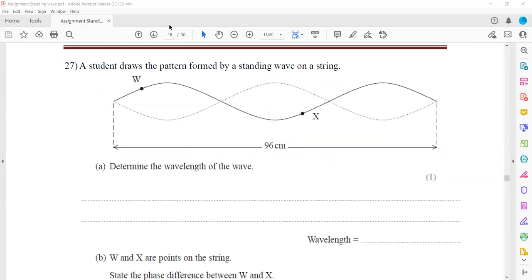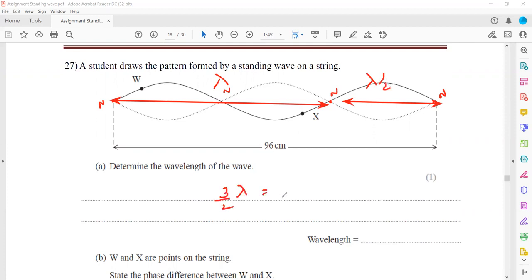So a student draws a pattern formed for a standing wave. Determine the wavelength. How can we determine the wavelength? So this is node, node, node, and node. So from 3 successive nodes, it is 1 wavelength, and 2 successive nodes, it is half wavelength. So 1 wavelength plus half wavelength, it is 1.5 wavelength, or 3 by 2 wavelengths is equal to 96 centimeter, or wavelength is 96 times 2 divided by 3. So this will give us the wavelength of this standing wave, which is 64 centimeter.